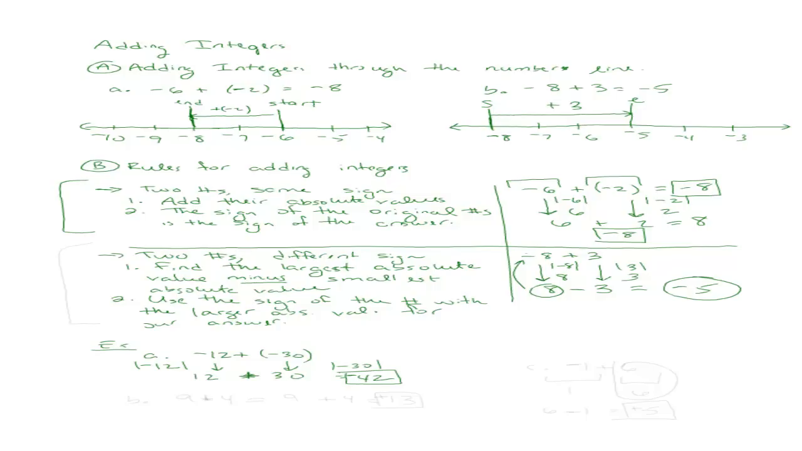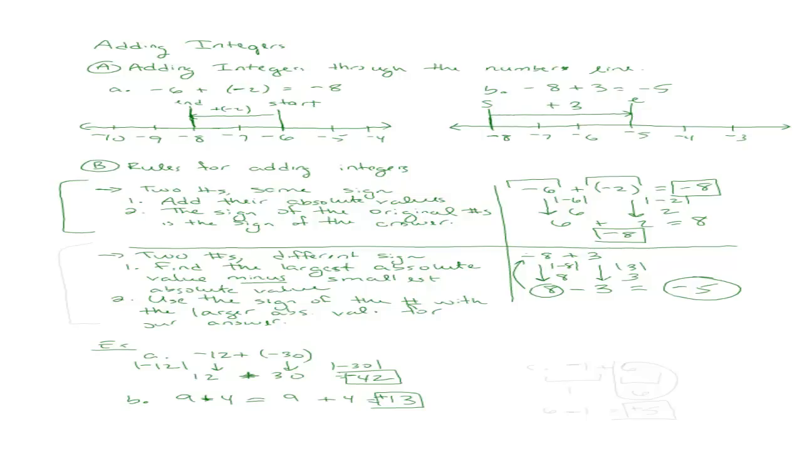So let's try another one. Let's say we have 9 plus 4. That should be easy because it's two positive numbers. We've done two whole numbers before, but let's just do it using this method. So step 1, we take the absolute value of both numbers. That's 9 and 4. We add them together. We get 13, and the sign of our answer is the sign of the numbers. So the numbers were both positive, so our answer is going to be positive 13.